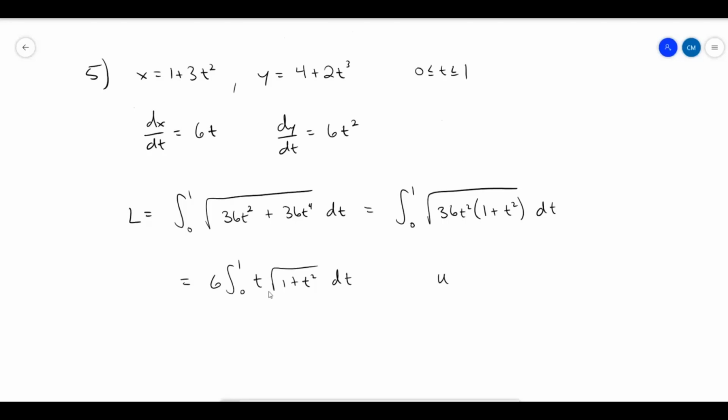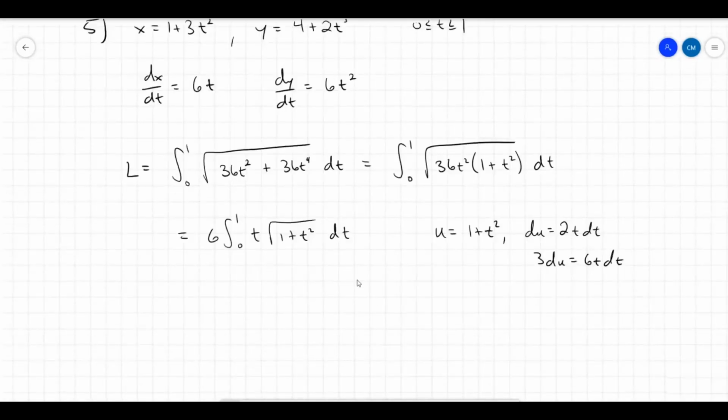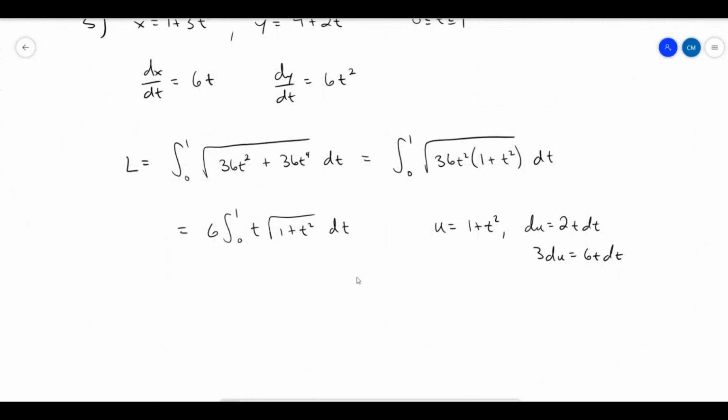So we could say that u is equal to 1 plus t squared, du is equal to 2t dt. Here we can notice that we actually have a 6t dt, right? And we've got a 2t dt in our derivative there. So if I want to turn that into a 6 right away, I can multiply both sides by 3. So 3 du is equal to 6t dt. So in our new integral, the one that has u's instead of t's, we can write it as 3 times the integral of root u du.